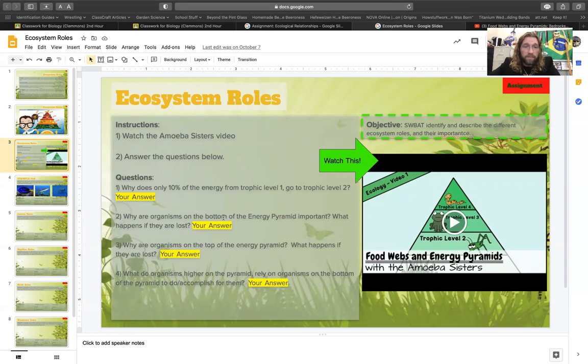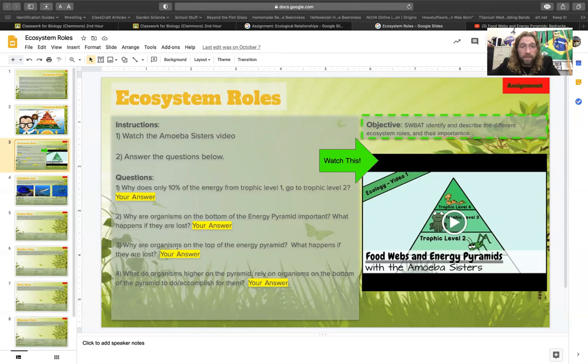Why are organisms on the bottom of the energy pyramid important? What happens if they are lost? This is a 2-part question. Don't just answer one of the 2 questions here. You're answering both. So you would start off: organisms on the bottom of the energy pyramid are important because, and then give me your reason. If we were to lose the organisms on the bottom of the energy pyramid, this would happen, and then you explain what would happen. So again, it's a 2-part answer. You should have at least 2, if not 4, sentences to answer number 2 here.